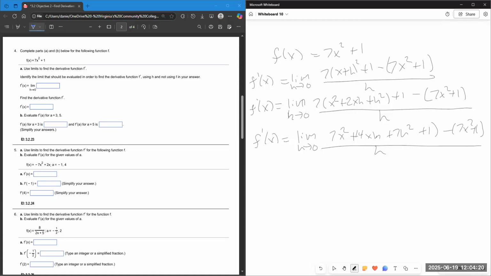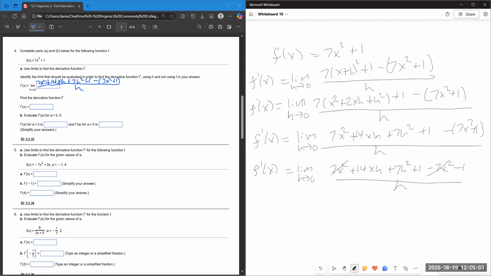I really don't need these parentheses. Let's drop them out. So 7x squared plus 14xh plus 7h squared plus 1 minus 7x squared plus 1 in parentheses, over h. That gives me f prime of x is equal to the limit as h goes to 0 of 7x squared plus 14xh plus 7h squared plus 1 minus 7x squared minus 1 over h.